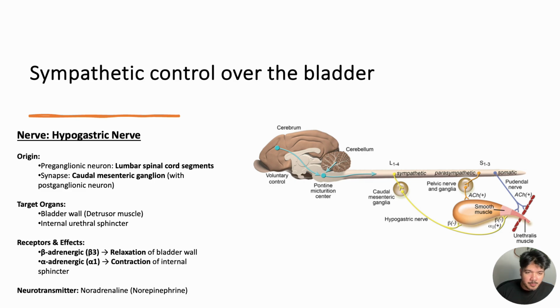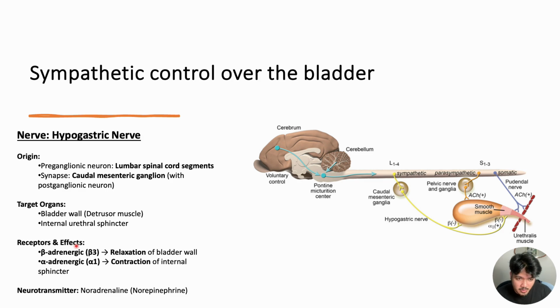So let's talk a little bit about the sympathetic control of the bladder. We'll focus a little bit more on the function of the hypogastric nerve. For each of these target organs, we will focus on the origin, so where the preganglionic fiber starts, the course of the nerve and where it directs itself. We'll talk about the target organ, and finally we talk about receptors and the effects of stimulating the receptor with the neurotransmitter.